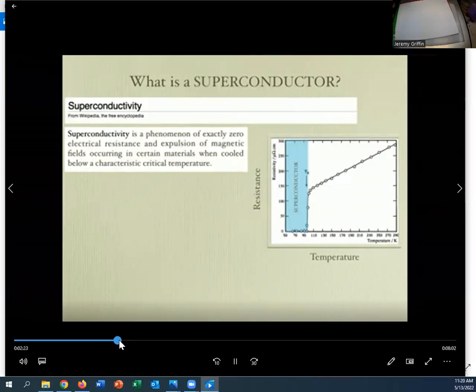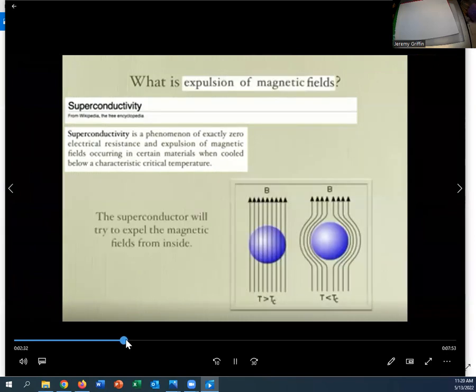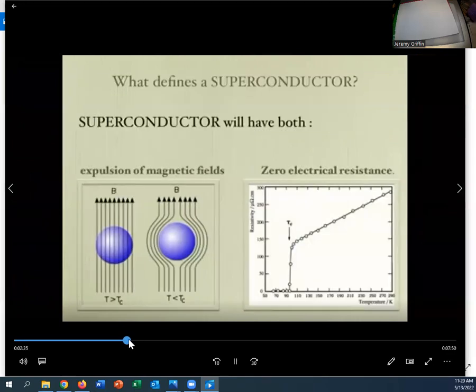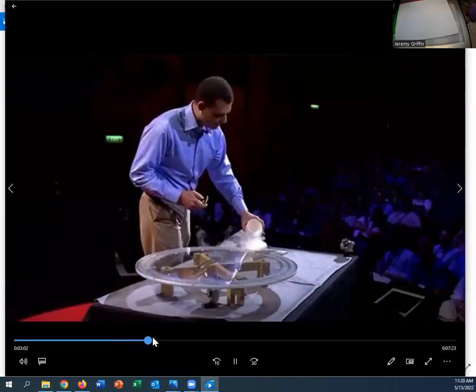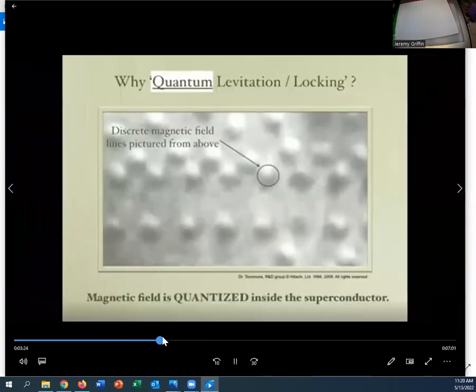Ooh, look, it's that graph I just showed you guys, that resistance drops to zero below the critical temperature. Ooh, look at theirs. Okay. Zoom forward a little bit here. There are those magnetic field lines being expelled from a superconductor, right? Look at those. You guys see those quantized field lines?